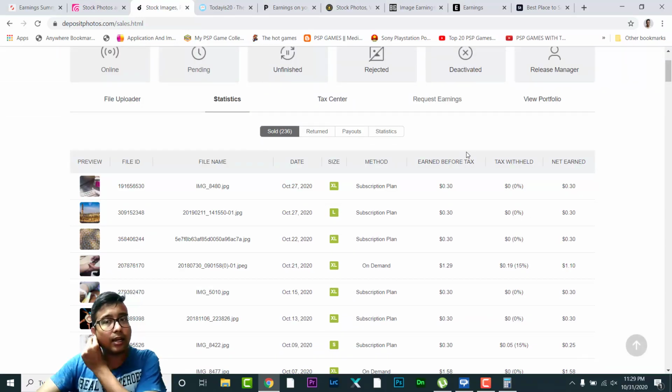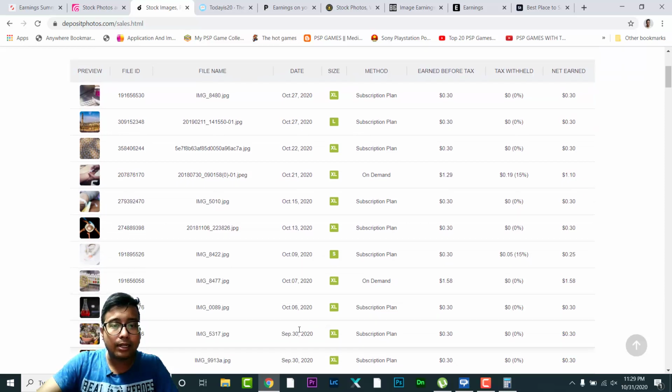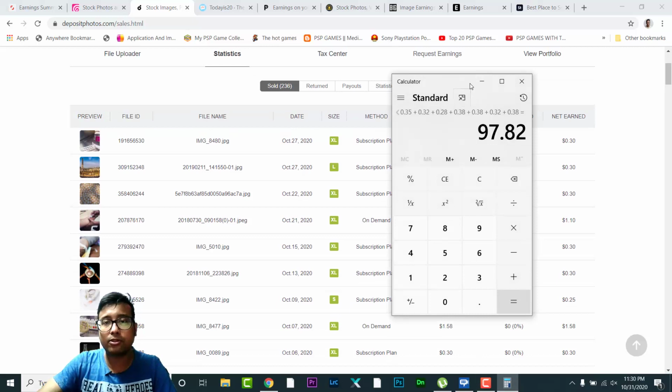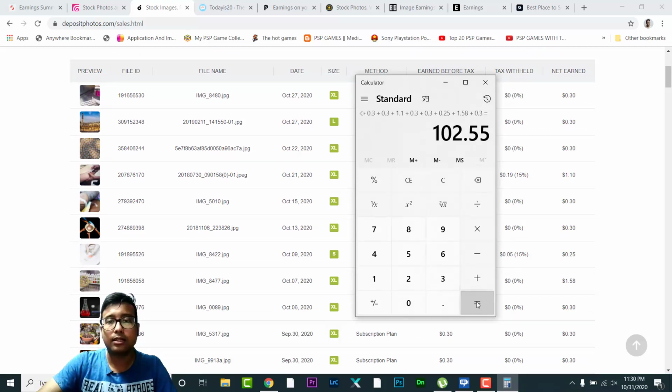Next, Depositphotos. In Depositphotos, let me see how many sales I had in the month of October. I had 1, 2, 3, 4, 5, 6, 7, 8, 9 sales, right? So let's add the numbers from Depositphotos. Plus 0.3 plus 0.3 plus 0.3 plus 1.1, good, plus 0.3 plus 0.3 plus 0.25 plus 1.58, I think it's an on-demand sale, and lastly plus 0.3. I hope you saw it, around $5 from Depositphotos is due to the fact that I had two sales, one 1.10 and one 1.58. So on-demand sales made it around $5 from Depositphotos.